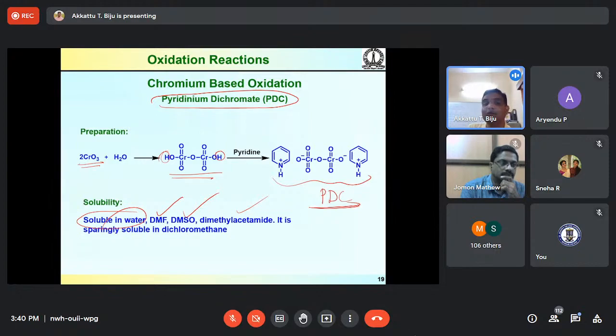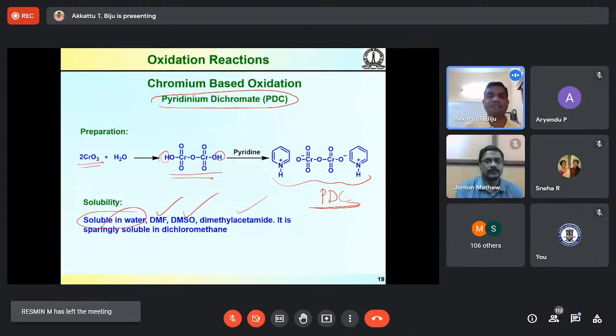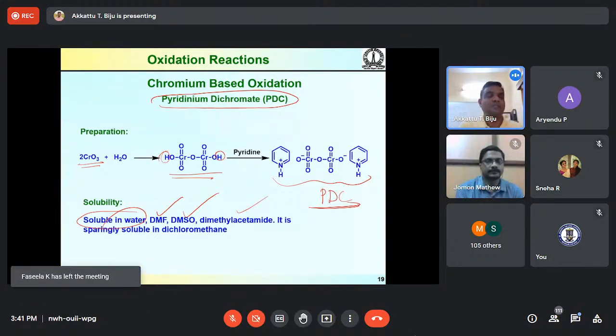So the purification issues are not so much of a problem as in the case of PCC, because in PCC we have to be very careful with the reagent in eliminating the chromium residue. But in PDC, since the reagent is water soluble, at the end of the reaction, you add water to the reaction mixture. So all the unreacted pyridine residue or the PDC residue will dissolve, leaving behind your product in the organic layer. So it is much easier to purify the reaction mixture at the end of the oxidation reaction using pyridinium dichromate, PDC.